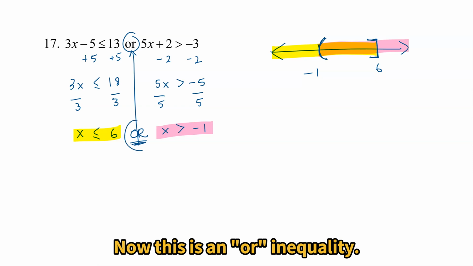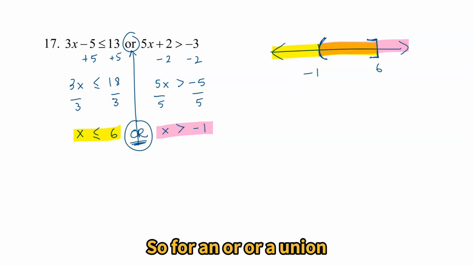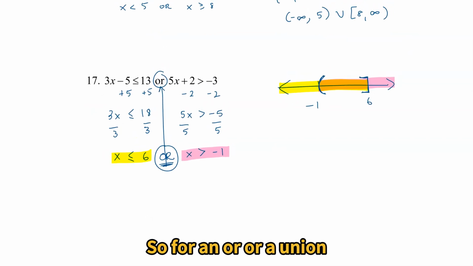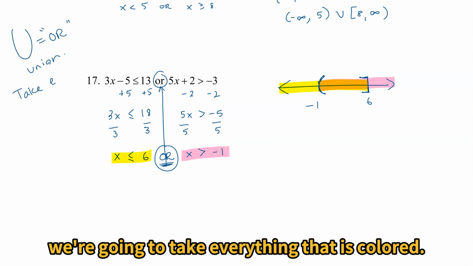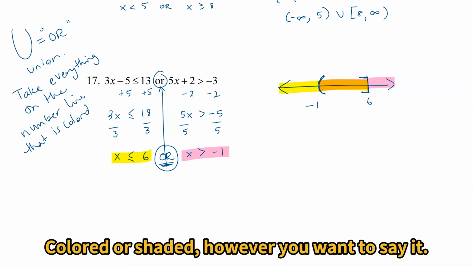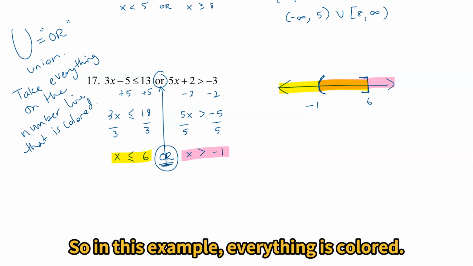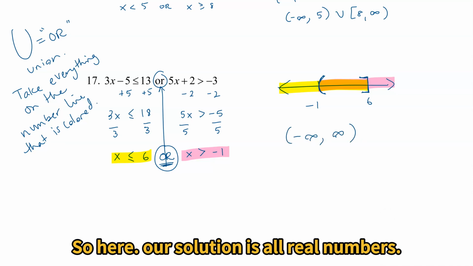Now, this is an or inequality. So for an or, a union, we're going to take everything that is colored. Colored or shaded, however you want to say it. We take everything. So in this example, everything is colored. So here, our solution is all real numbers.